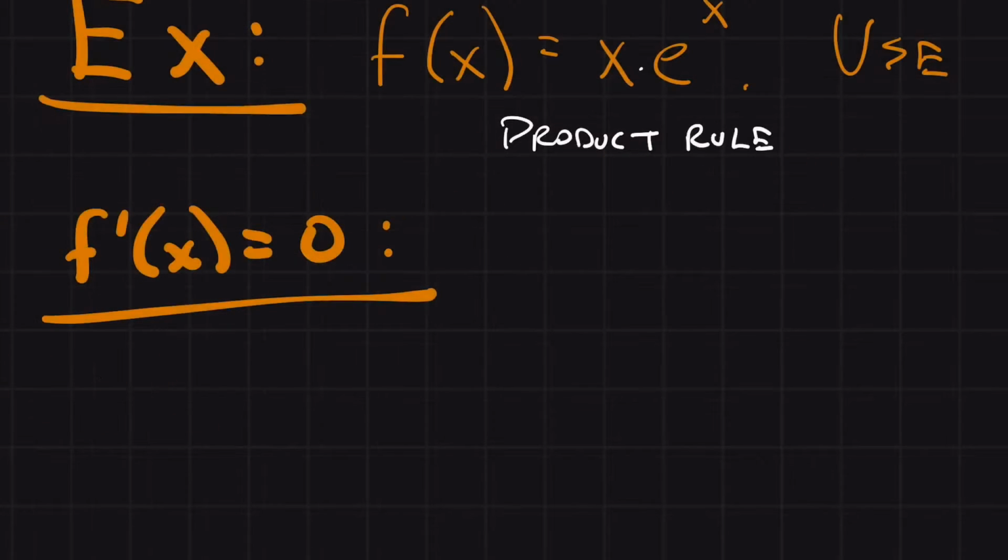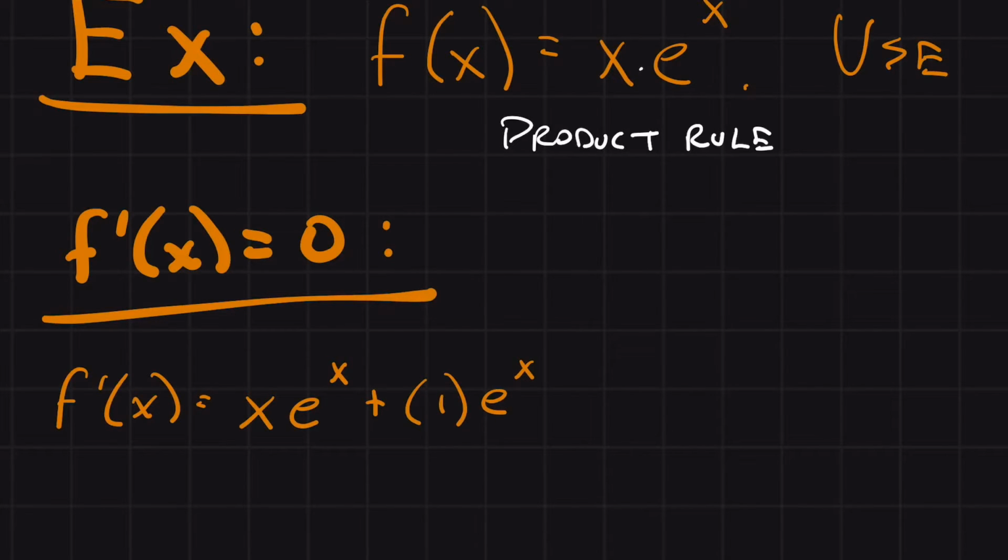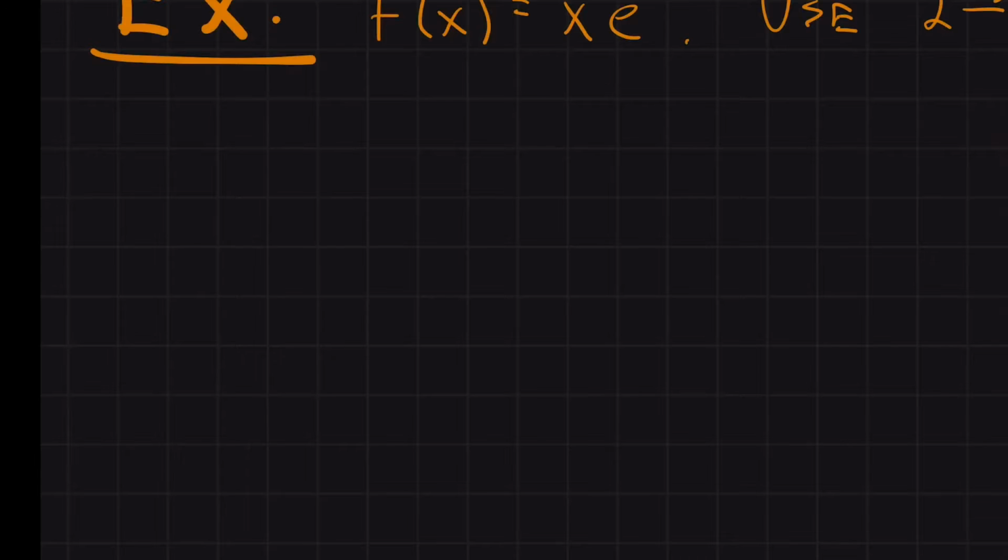Think of that x as being your first function and e to the x as the second function. To use the product rule, you copy and paste your first function, x, and multiply that with the derivative of the second function. The derivative of e to the x is e to the x. That's the first half of the product rule. Then you take the derivative of your first function, the derivative of x is 1, and multiply that with this second function. So f prime of x would just be equal to x e to the x plus e to the x.